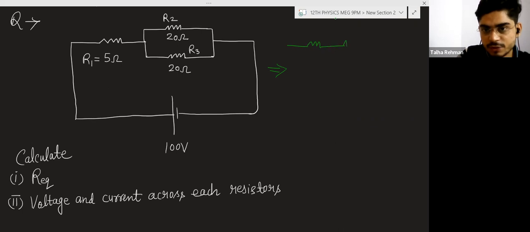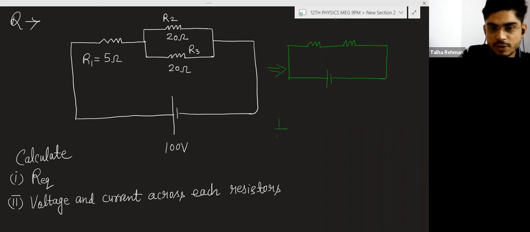I want to know another thing. Just wait, I know you can solve it. This resistance you can calculate, equivalent resistance of 20 and 20. So 1 upon R equivalent is equal to 1/20 plus 1/20, you will get 1/10, and R equivalent you will get as 10 ohm. So instead of this, I can take an equivalent resistance of 10 ohm, and we have 5 ohm.